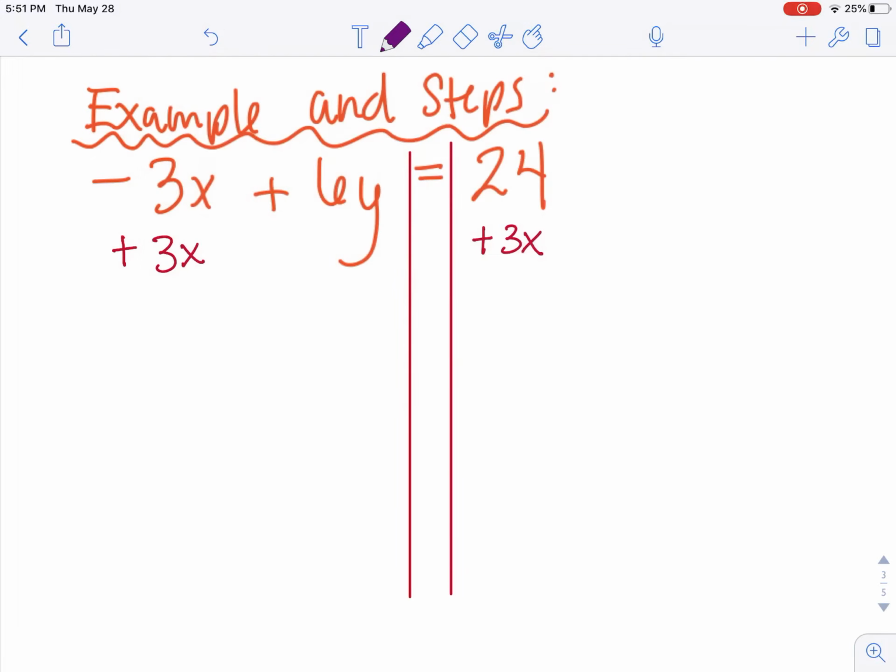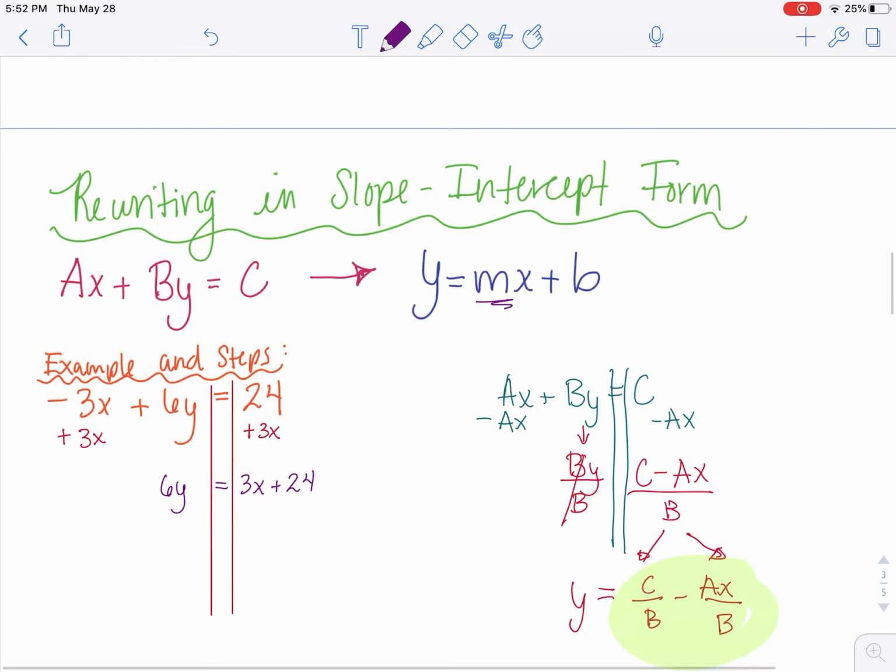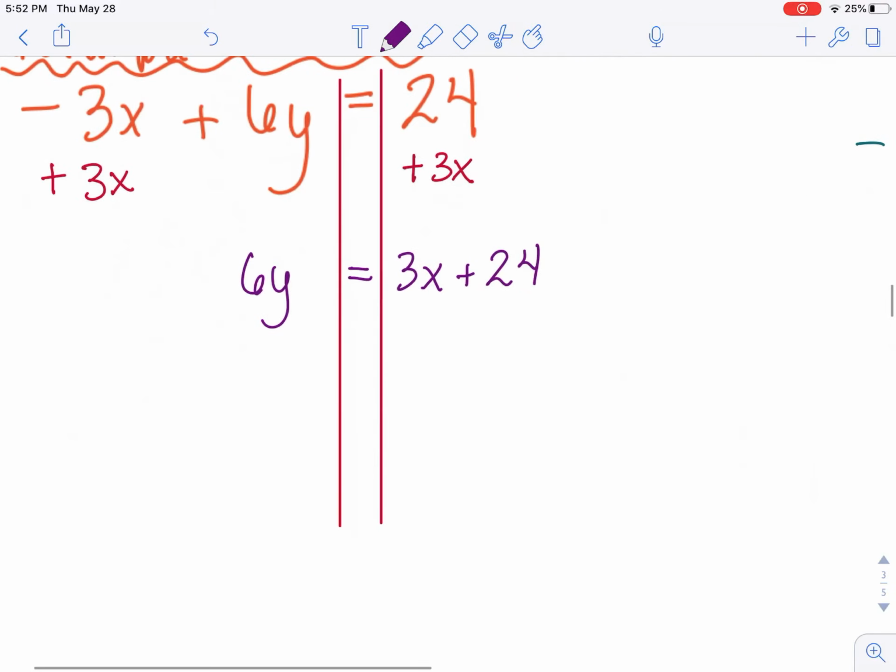So now I have 6y equals, and you can either say 24 plus 3x or 3x plus 24, whichever you prefer. I like to put 3x first because we're changing it into slope-intercept form, so we like to have our mx first. All right. They're not like terms. That is why I didn't add them. That is why this is not 27x. No, that is not 27x because they're not like terms.